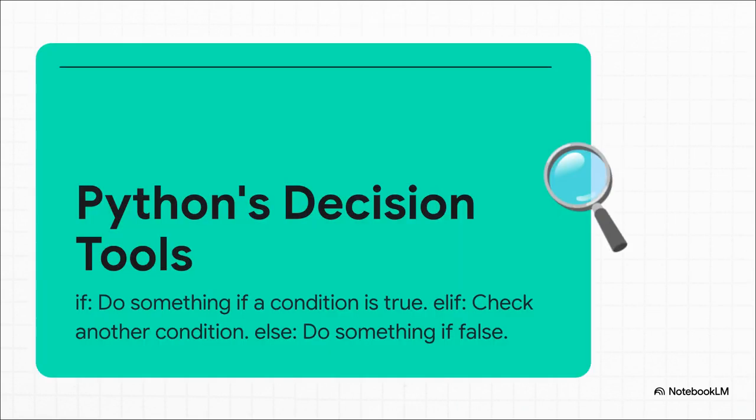And these three little keywords are how it all happens in Python: if, elif, and else. The best way to think about them is as a toolkit for asking questions. If asks that first most important question. Elif, which, by the way, is just a mashup of else if, asks a follow-up question. And else, well, that's your catch-all, your plan B for when none of the other conditions are met.